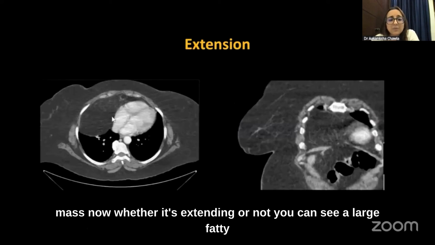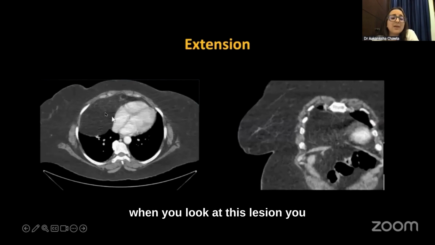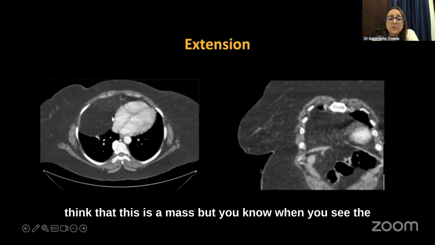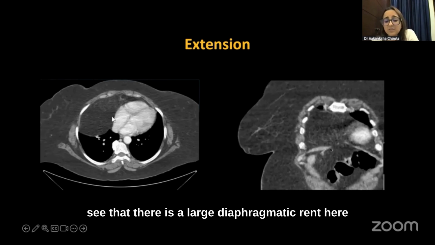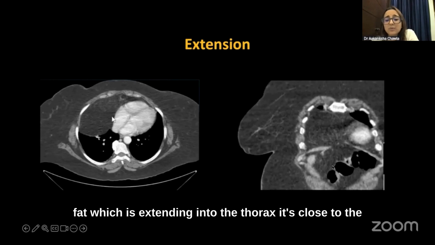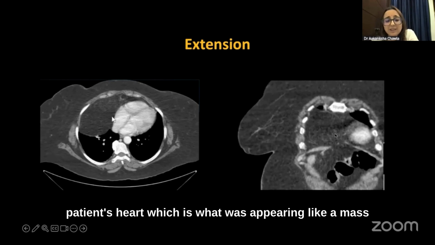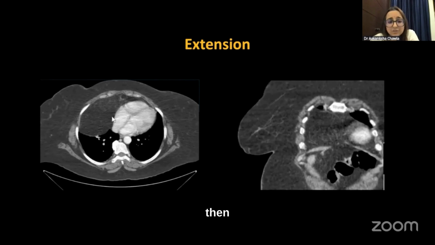Now you've localized the mass. Now whether it's extending or not, you can see a large fatty mass here anterior to the heart, close to the anterior recess. Now, when you look at this lesion, you think that this is a mass, but when you see the same patient's coronal section, you can see that there is a large diaphragmatic defect here. And this is basically omental fat, which is extending into the thorax. It's close to the patient's heart, which is what was appearing like a mass lesion here. And this was basically a case of Morgagni's hernia. But this is how you identify the extension.